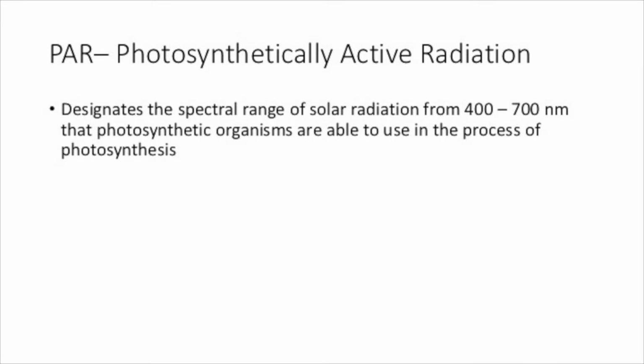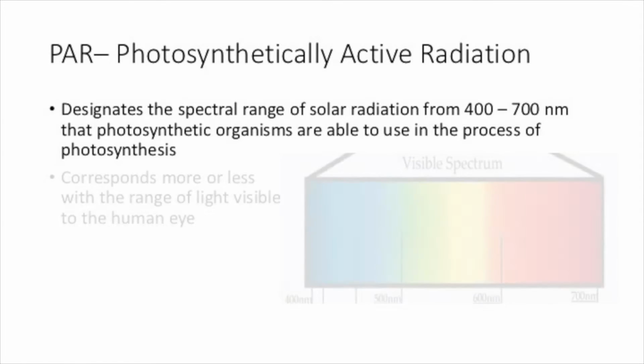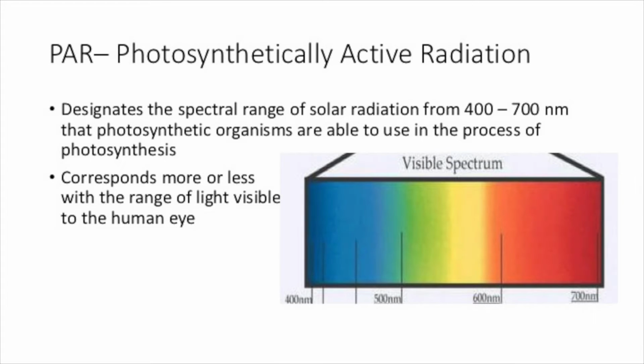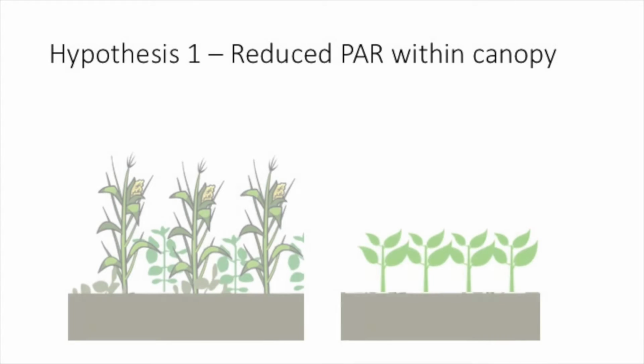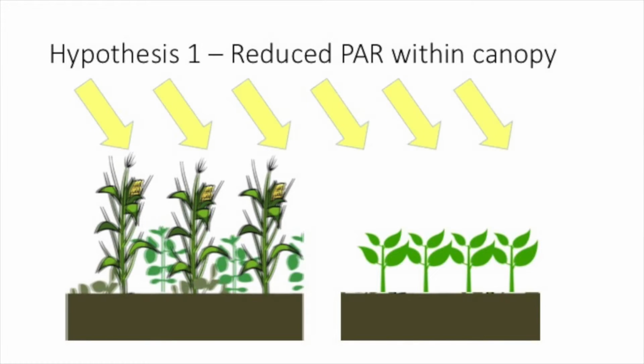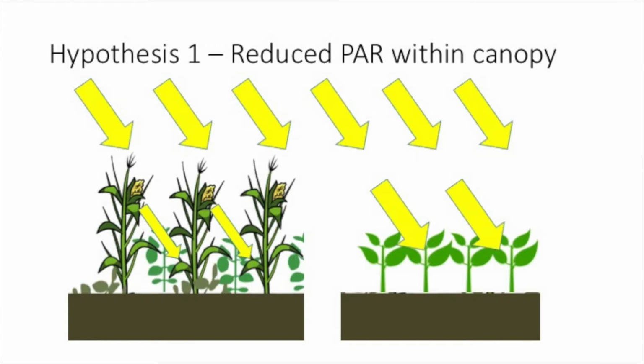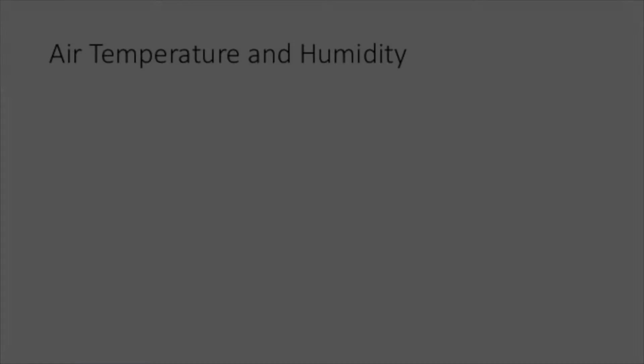PAR, or photosynthetically active radiation, designates the spectral range of solar radiation from 400 to 700 nanometers that photosynthetic organisms are able to use in the process of photosynthesis. This corresponds more or less with the range of light visible to the human eye. Due to shading from taller plants, PAR will be greater at canopy level in monoculture plots for beans and squash compared to their canopy level in the Three Sisters treatment.